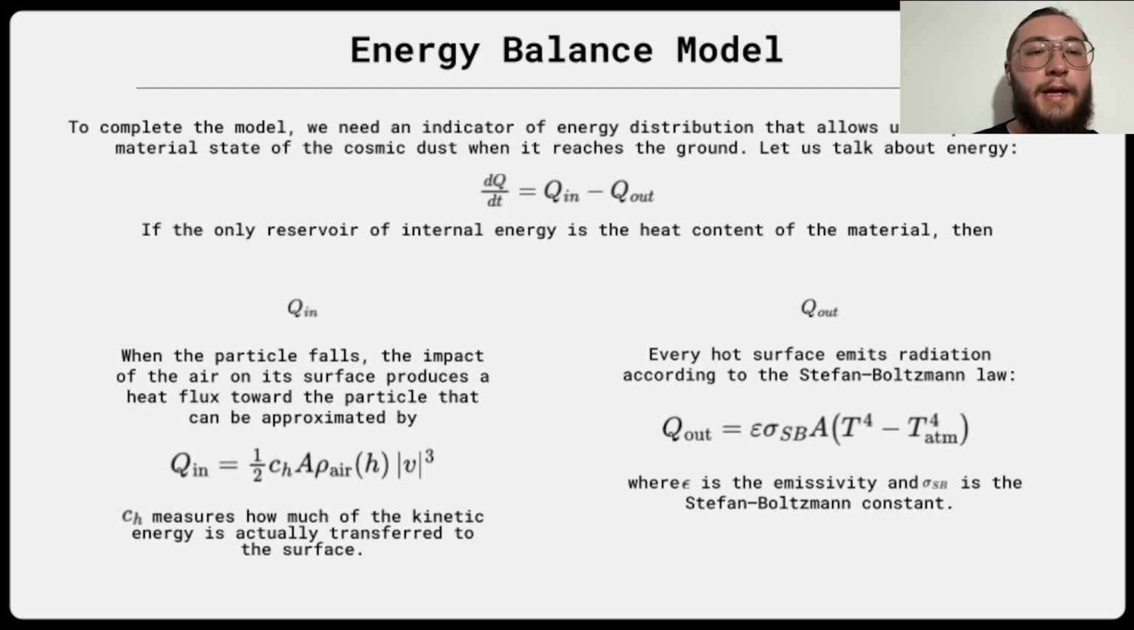Here we separate the energy flow into input and output components. The incoming energy, Q in, comes from the kinetic impact of air molecules on the particle. The outgoing energy, Q out, corresponds to thermal radiation emitted from its surface. The difference between them gives us the rate of energy accumulation. This explains why small and fast particles, which experience greater drag, also accumulate more heat.